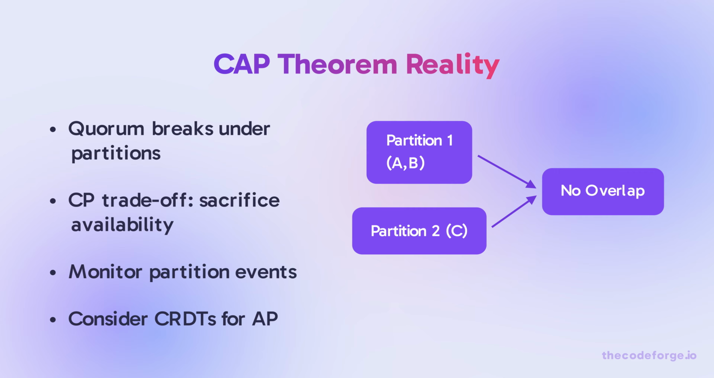If a partition isolates a subset of nodes, a write quorum might be achieved in one partition and a read quorum in another, with no overlap. This is the CAP theorem in action.